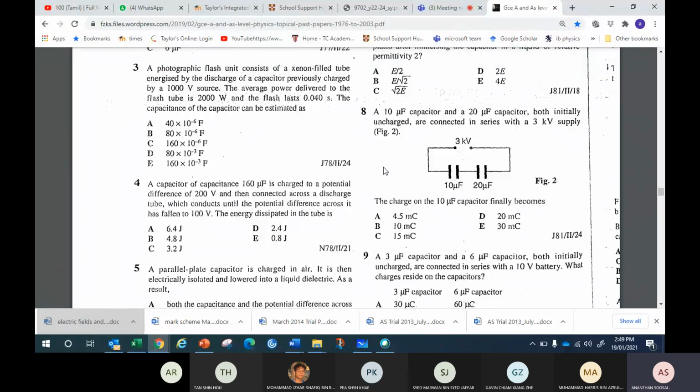Guys, I'm showing the objective. The real exam has no objective questions. I'm just showing it; normally objective is harder, but let's treat it like a Part A question of a structured question. Number 8, you will try. One minute for you. A 10 microfarad capacitor.